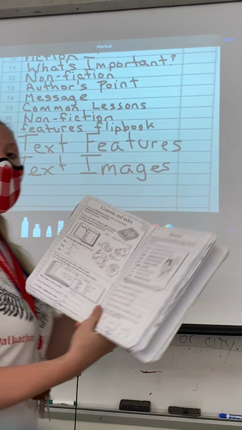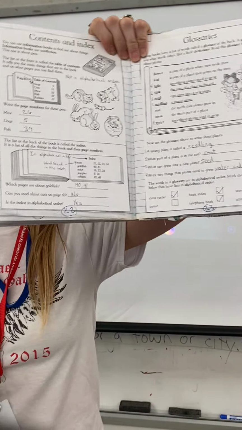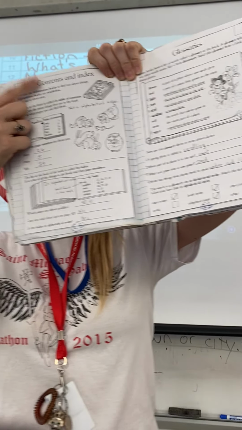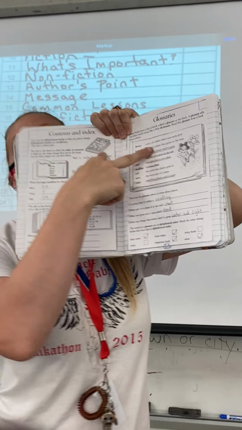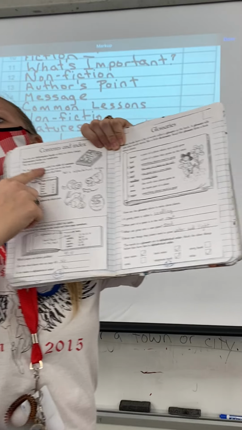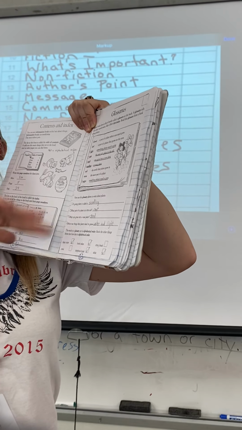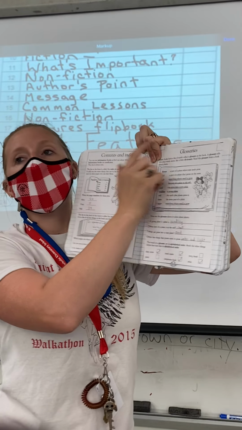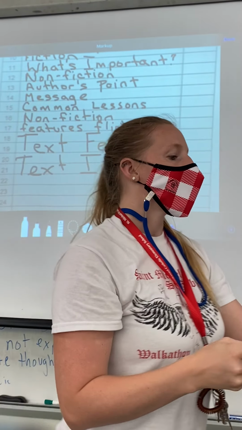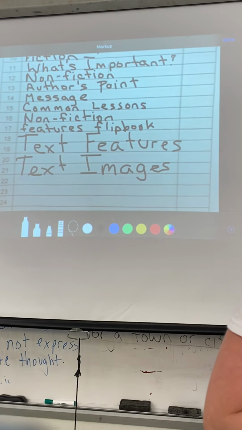After text images, you'll come to the next page which says contents and index. Some of you might have them flip-flopped where it says glossary first, then contents and index. So either way, make sure that the top part, right, is written on the right page. I'm going to be writing contents and index first, yes?